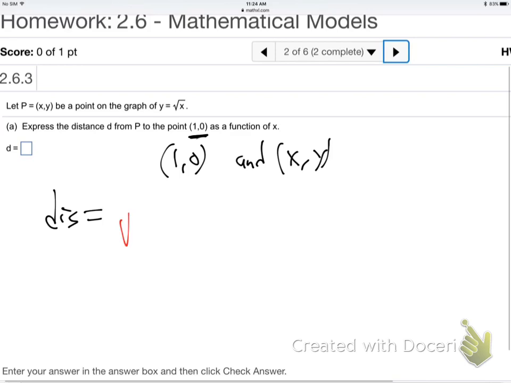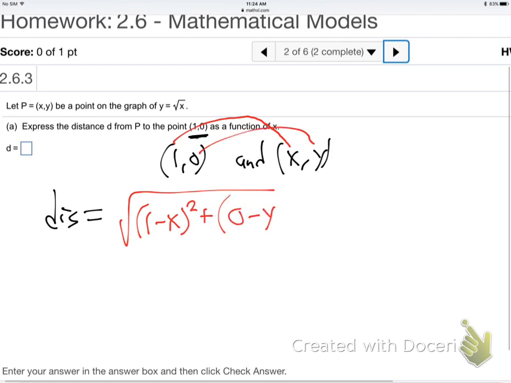All right, so it's the square root of the difference of x's plus the difference of y's, like that. Isn't that good? Good so far? It doesn't matter what order you do it in, because it's squared. The order of subtraction will just change the sign, and squared won't matter. So the order doesn't matter on this.